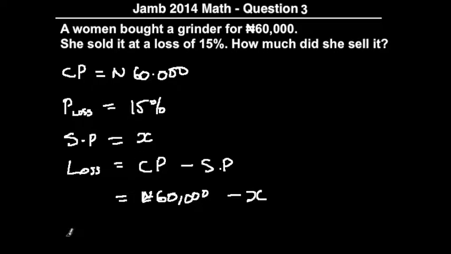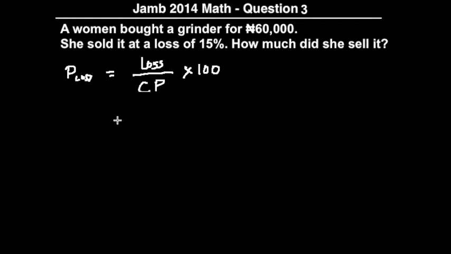Now, what else do we know? We know that the percentage loss is equal to the total amount lost divided by the cost price, multiplied by 100. Alright, so based on what we know, we can just plug in the values of everything we have been given. We were already told percentage loss is 15.